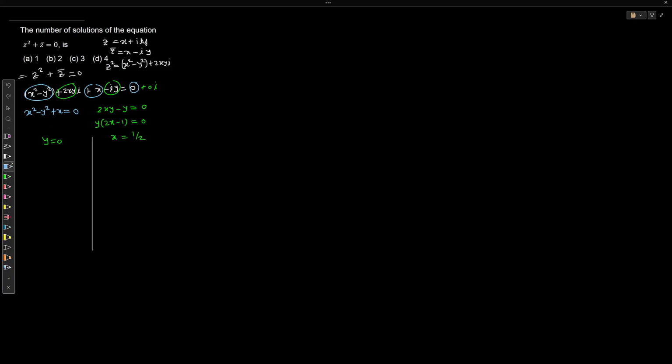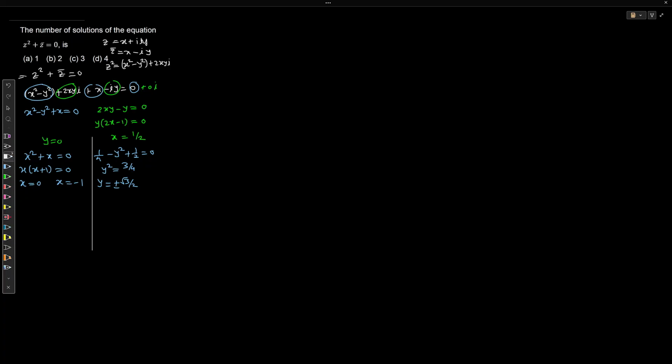For y equal to 0, we will get x square plus x equal to 0. Take x common, we'll get x times x plus 1. That will give us two answers, 0 and minus 1. And for x equal to half, we get 1 by 4 minus y square plus 1 by 2 equal to 0, or we can say y square equal to 3 by 4. That will also give us two answers, plus or minus root 3 by 2.